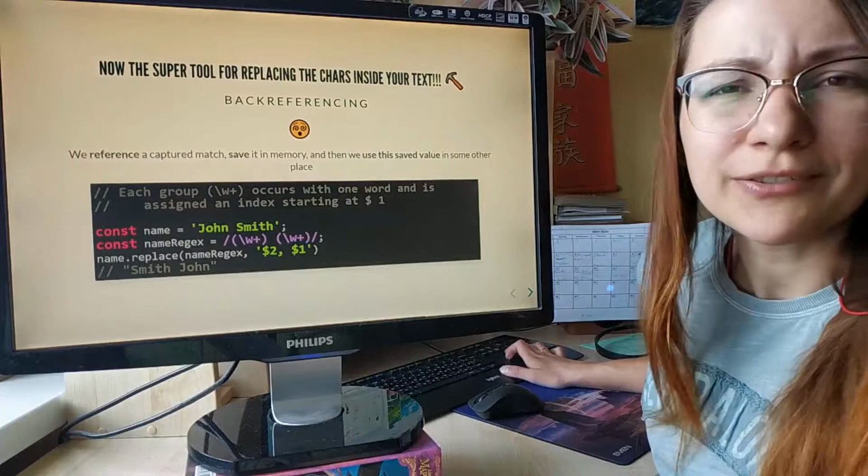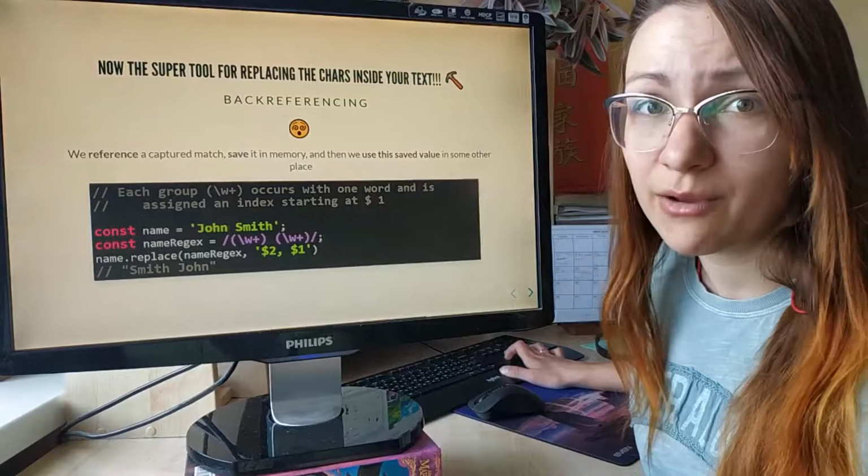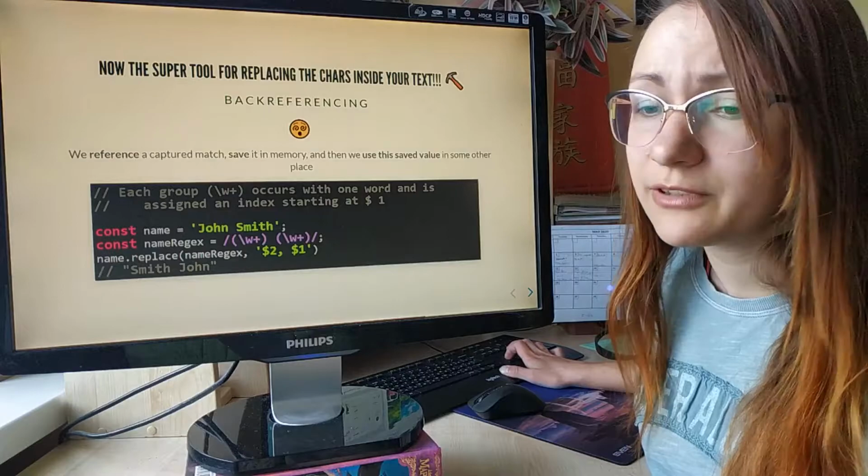Let's run through back referencing. Back referencing is a super tool for replacing characters inside your text. Back referencing is a name given to the action of using matches. It means that we reference a captured match, save it in memory, and then we use this saved value in another place. So that's awesome.